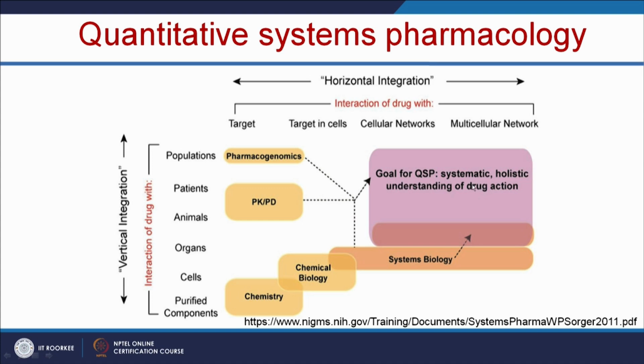So, in this we will be studying the systematic as well as holistic understanding of drug action, and this is divided into two categories: vertical integration and horizontal integration. When you make a new drug, you will be purifying the compounds with the help of chemistry, and we will be studying the effect of these purified compounds on the cells, then the effect of the drug on the organs, then on the animals and patients, and then the populations. So, in vertical integration you will be studying the interaction of the drug with this group.